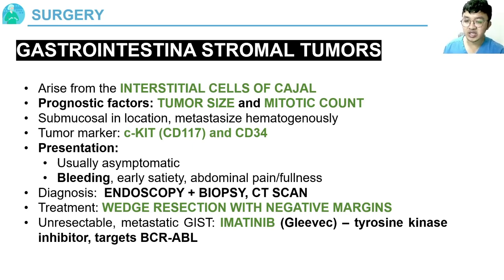Treatment is wedge resection with negative margins. If you have unresectable metastatic GIST, you can give the patient imatinib. Okay, imatinib, which targets your BCR-ABL, otherwise known by the brand name Gleevec. Again, imatinib, a tyrosine kinase inhibitor, targets BCR-ABL, otherwise known as Gleevec.